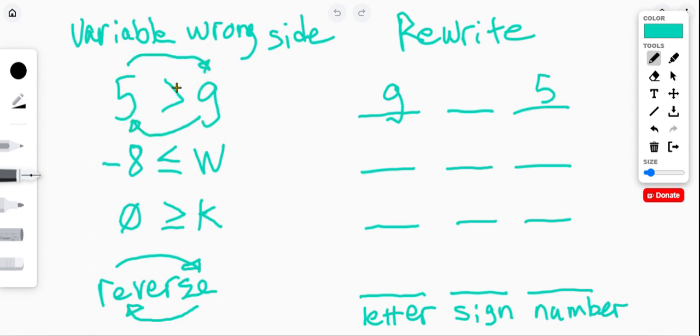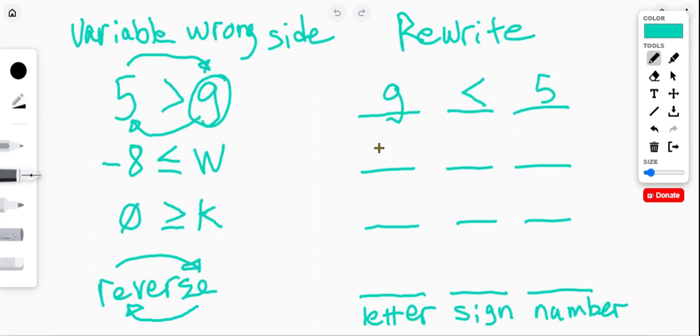We're just going to reverse the order, but when we flip the order, we also need to flip the sign. This is only when the variable is on the right side. And when the variable is on the right side, it is in reverse order. Now we flip it, we can graph it.